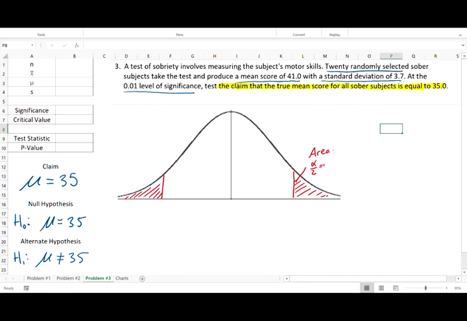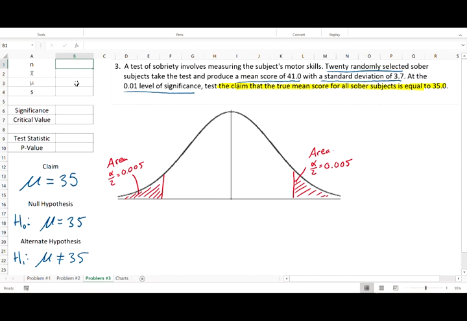So our area of each tail is alpha over 2. Area is alpha over 2. And alpha is the significance. So if the significance is 1%, 0.01, then half of that is on the right, 0.005, and half of that is on the left, 0.005. Okay, so those are our critical regions.